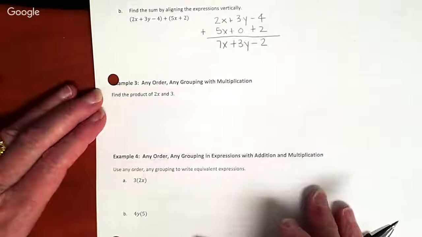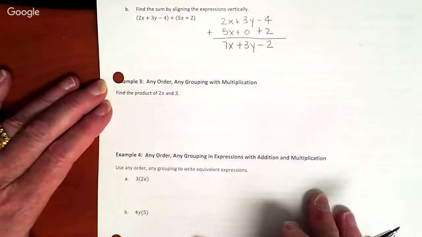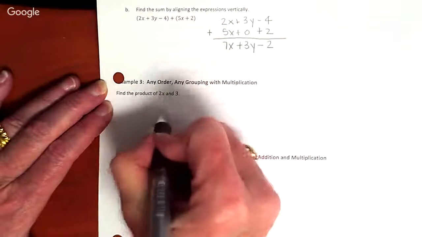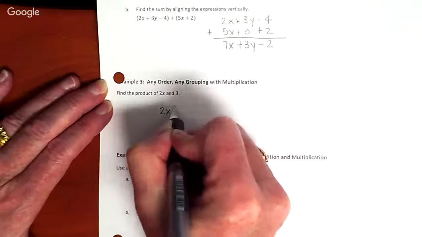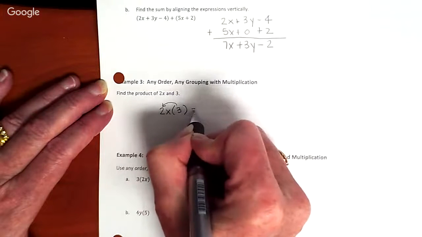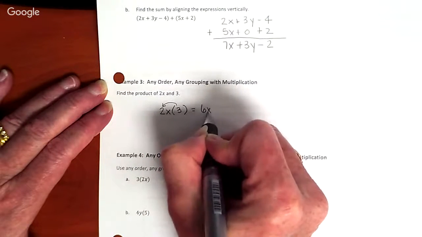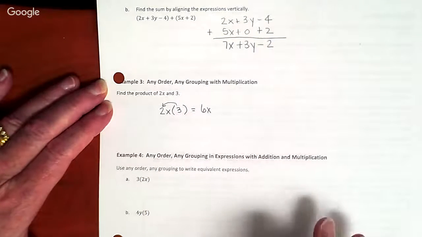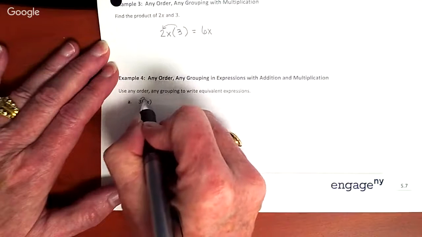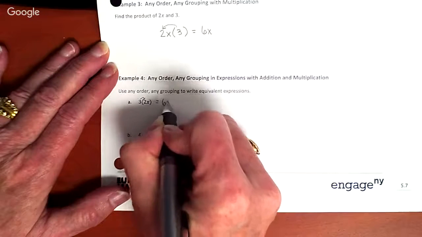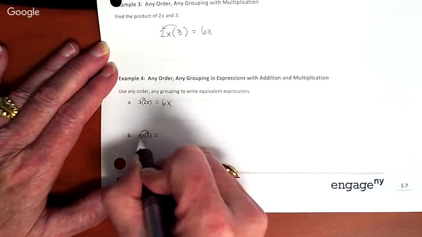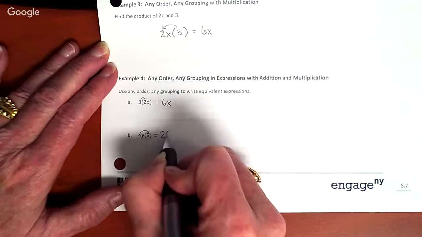So here we're going to use multiplication. Now with multiplication, you can multiply the numbers. The letter comes along for the ride. So here if we have 2x times 3, we multiply the number and we get 6x. So to multiply these, we have 3 times 2, so we have 6x. Here we have 4 times 5, which is 20y.